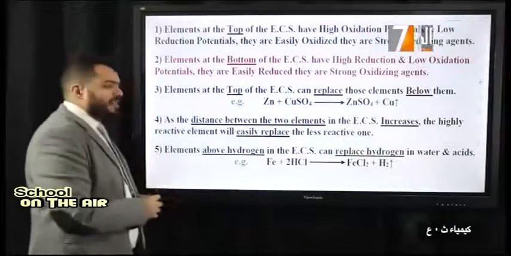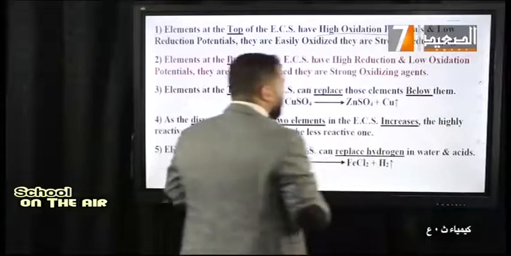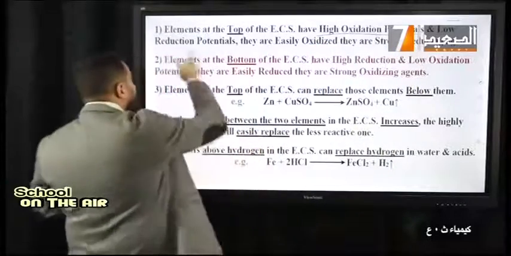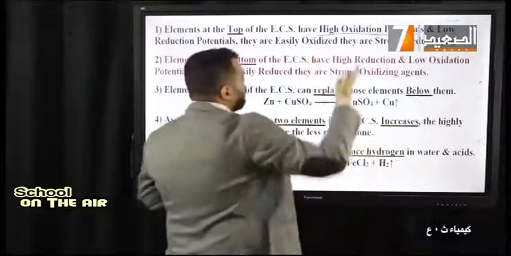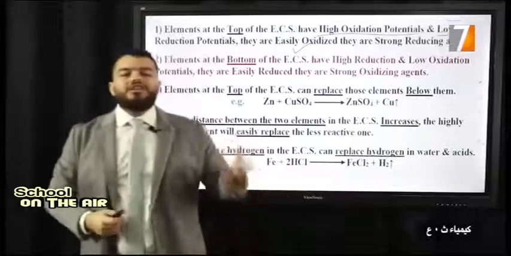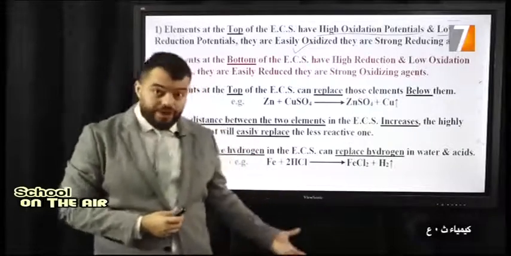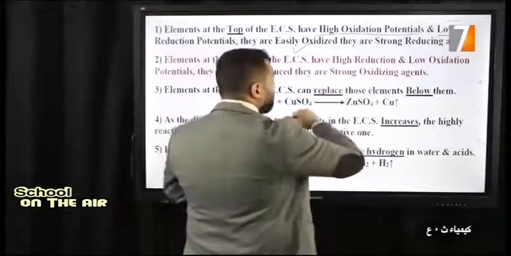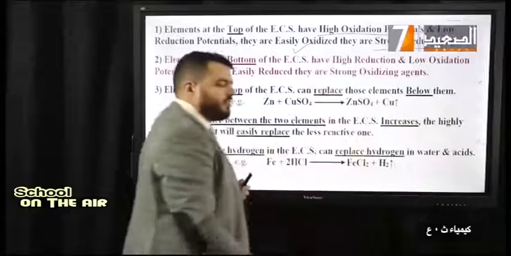Elements at the top of the electrochemical series have high oxidation potential, so they have low reduction potential, and they will be easily oxidized. Okay? High oxidation potential means I love to be oxidized. So they are easily oxidized and they can act as a strong reducing agent.